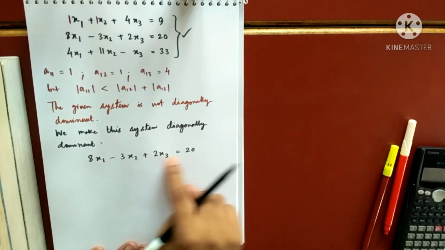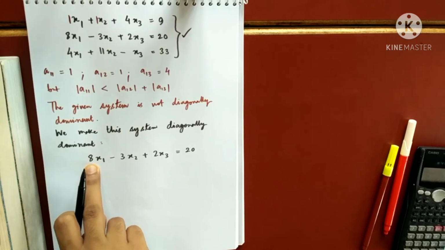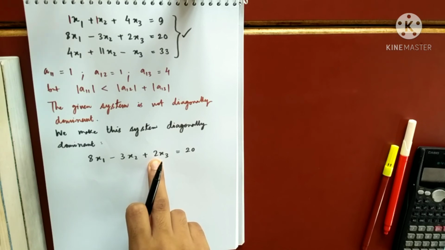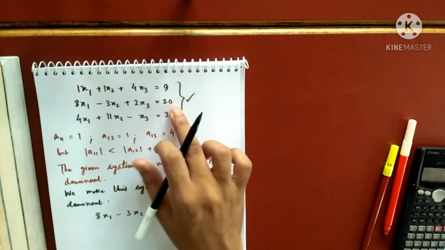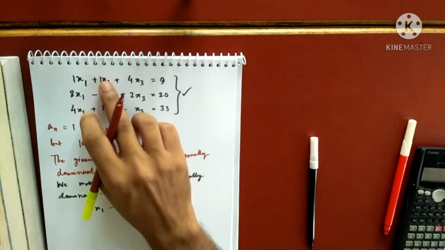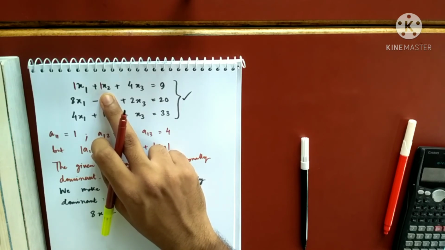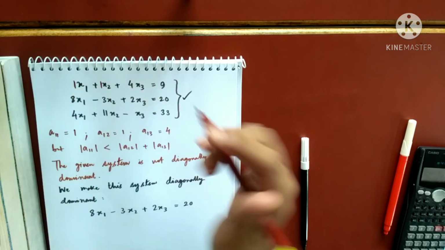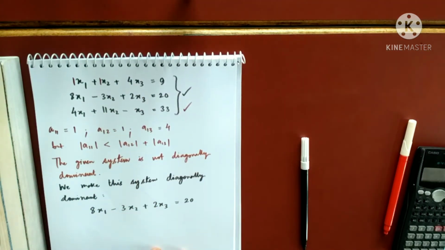So this time, the first equation is diagonally dominant because 8 is more than 3 plus 2, 5, right? I'm taking the mod. Keep that in mind. So I'm sending the second equation to the first equation. Now, if I take this as the second one, still this will not be diagonally dominant because 1 is not more than 1 plus 4. But if I choose this as my second equation, here it is 11.